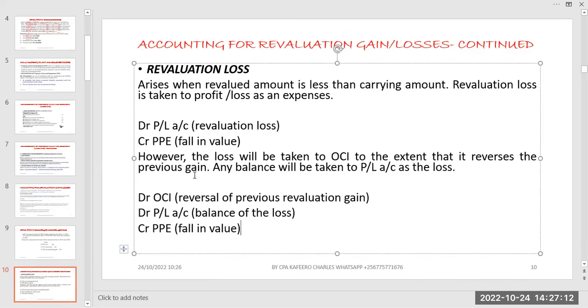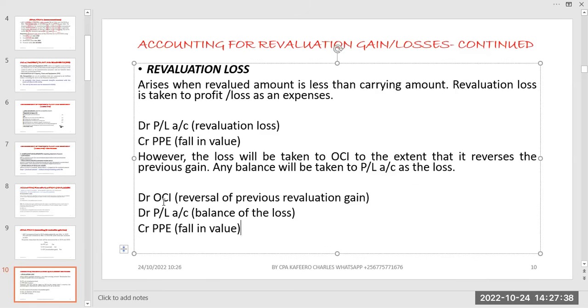That if previously, this one says, however, the loss will be taken to the OCI. Remember, this loss is not supposed to be in the OCI. It's supposed to be in the income statement. But it will only be taken there to the extent that it reverses the previous gain, and any balance will be taken to the profit and loss account as a loss or as an expense.